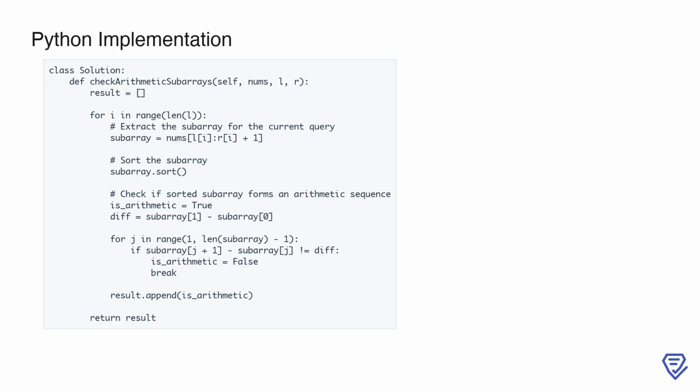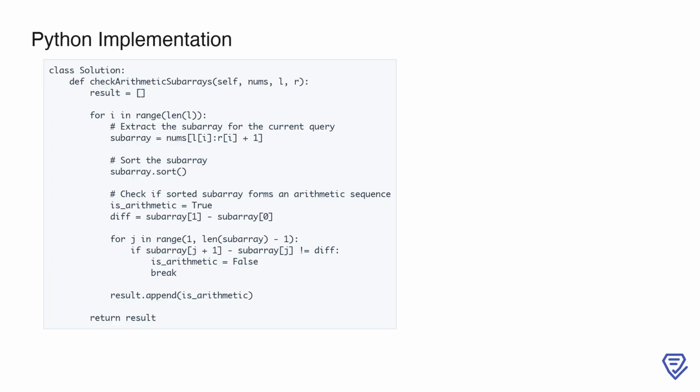2. Result storage. An empty list result is initialized to store the Boolean results for each query. 3. Processing each query. A for loop iterates over the indices of the l and r lists. For each query, the subarray is extracted using slicing, nums[l[i]:r[i]+1]. 4. Sorting the subarray. To check for an arithmetic sequence, the subarray is sorted in ascending order. This ensures that the differences between consecutive elements can be easily checked. 5. Arithmetic sequence check. A variable is_arithmetic is initialized as true.